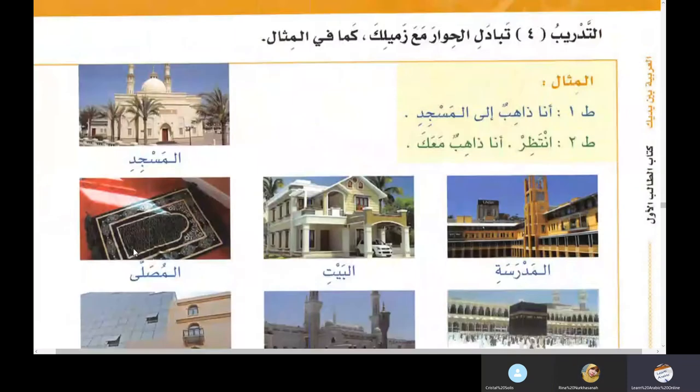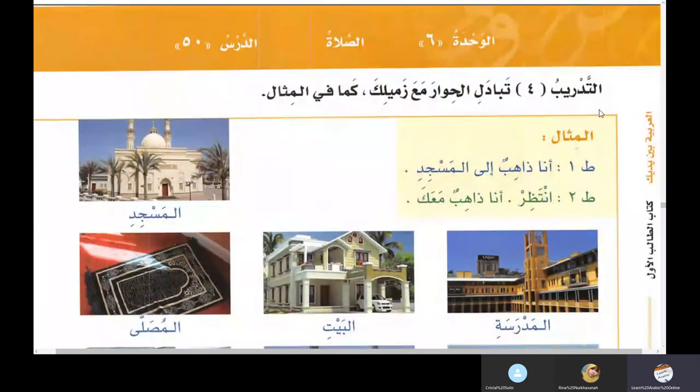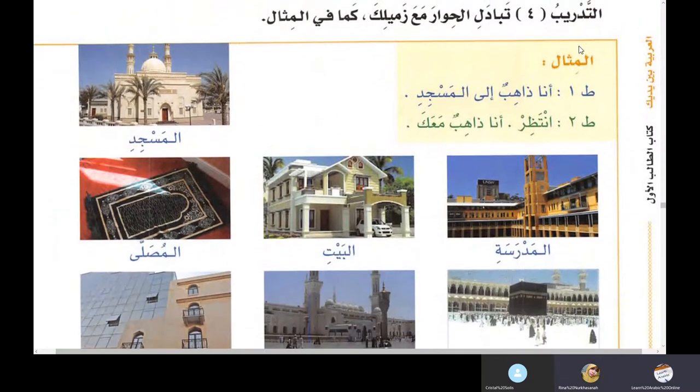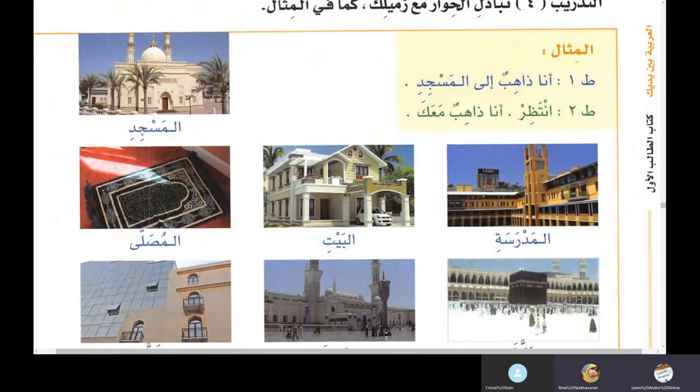الوحدة السادسة الصلاة درس الخمسون التدريب الرابع تبادل الحوار مع زميلك كما في المثال. طالب الأول: أنا ذاهب إلى المسجد, I am going to the masjid. طالب الثاني: انتظر, wait, أنا ذاهب معك, I am going with you. Read the example. انتظر أنا ذاهب معك.